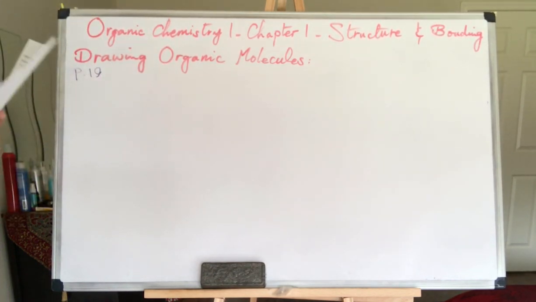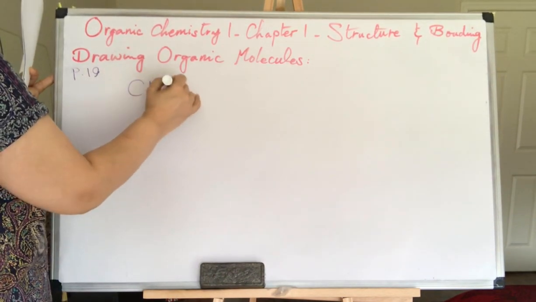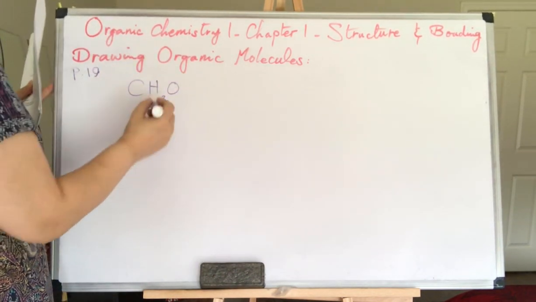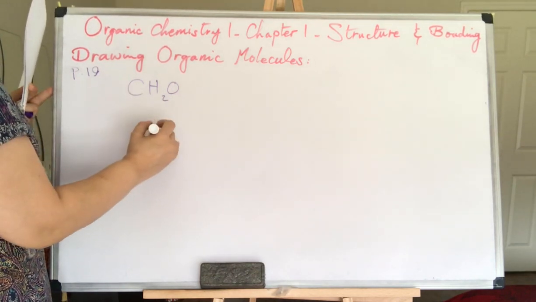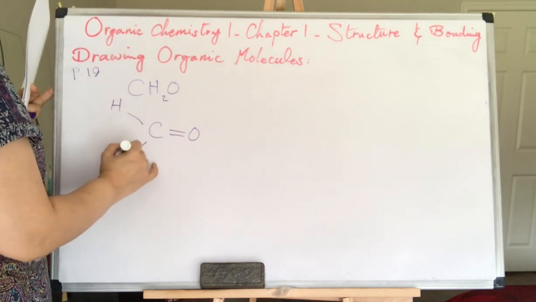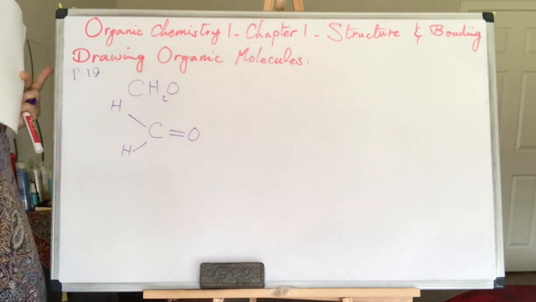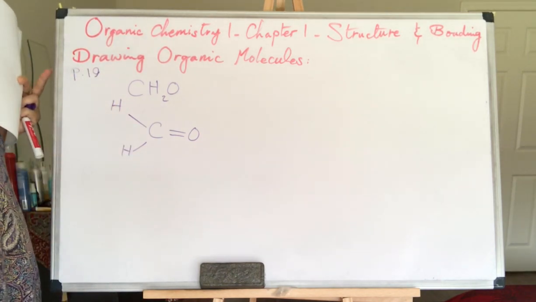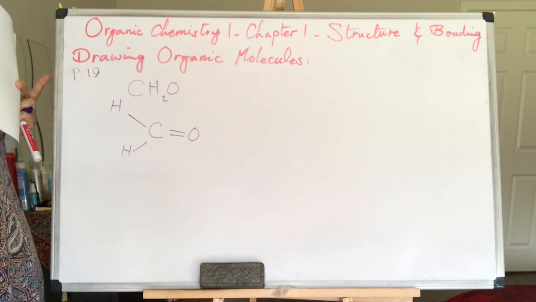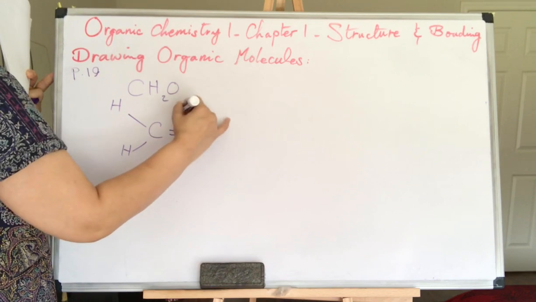And we are drawing the Lewis and skeletal structures for the following molecules. CH2O, formaldehyde. Don't worry about the name, we're just providing an FYI. Okay, so if you draw the Lewis structure and you will find you have this Lewis structure, you definitely are right. And this is a line bond structure.